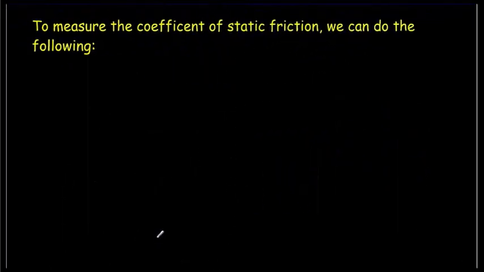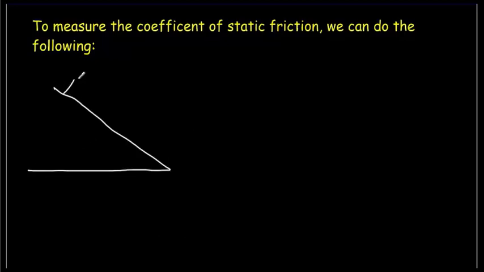So now we ask the question, well, how could we measure the coefficient of static friction? Well, we could do it in a very similar manner to what we just did with the kinetic friction. We could just pull a block, but we'd measure the force at which it first begins to move. And that force should be a little bit larger than the force to pull it at constant velocity. But I want to show you another method of doing it using an incline.